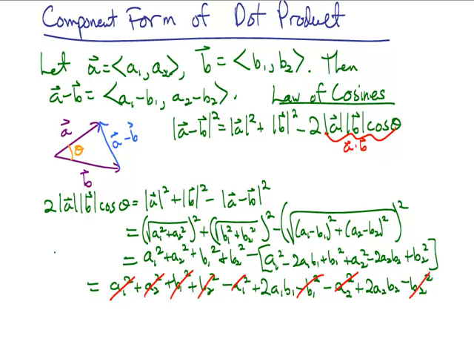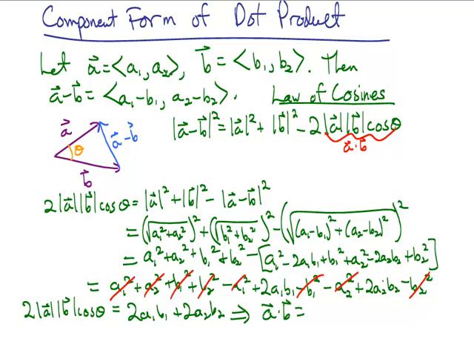So let's take inventory. We've got 2 times the magnitude of A times the magnitude of B times the cosine of the angle between them is equal to 2A1B1 plus 2A2B2. Divide both sides by 2, and remember that this is the definition of the dot product, and we get that A dot B is simply equal to the product of the first components plus the product of the second components added together. And of course that will translate into higher dimensions.